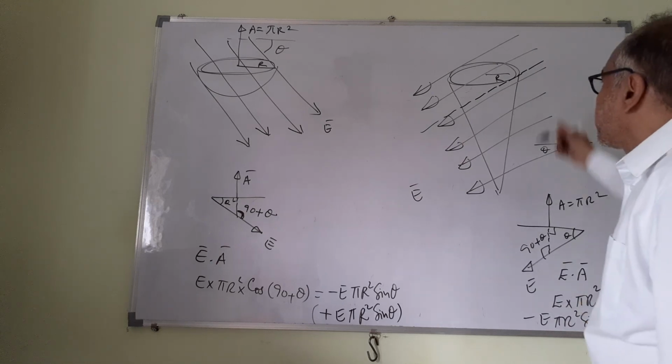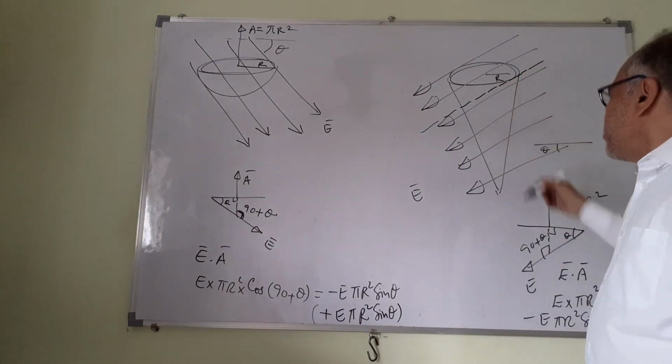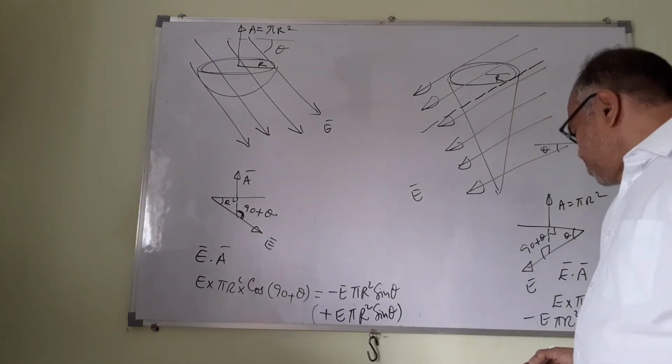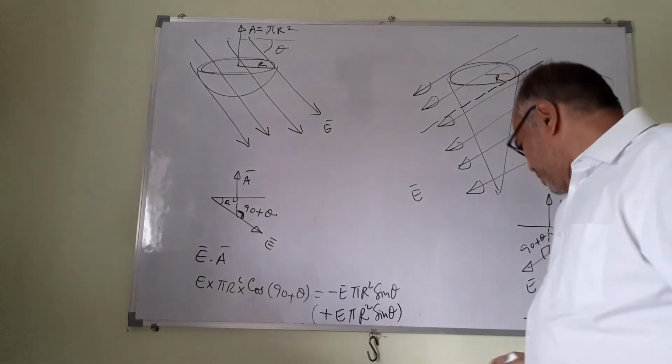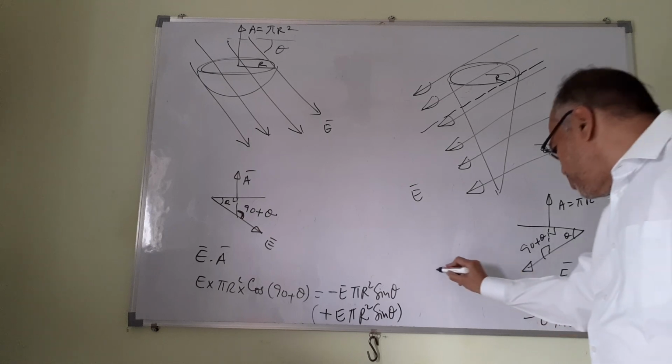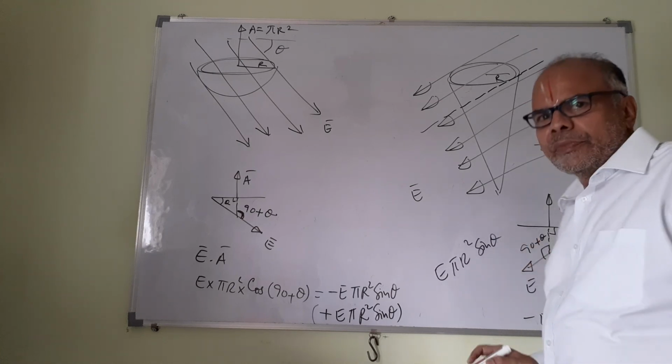That is, the flux is entering the flat surface. So what is leaving the curved surface would be the opposite of this. Since there is no charge enclosed within the cone, the net flux is 0. Therefore the answer would be again E pi r squared sine theta.